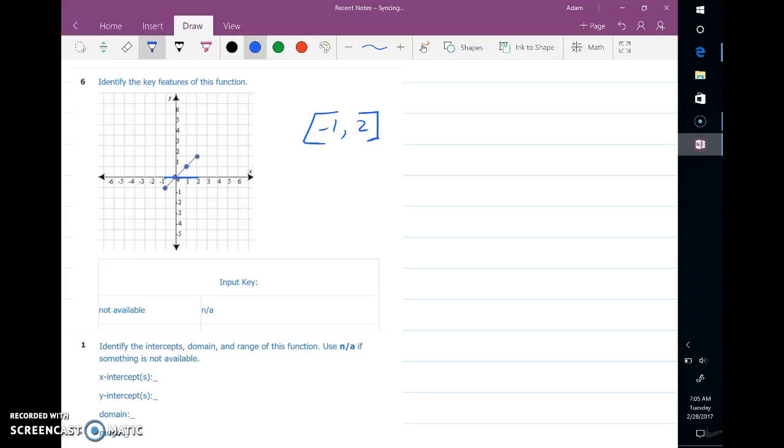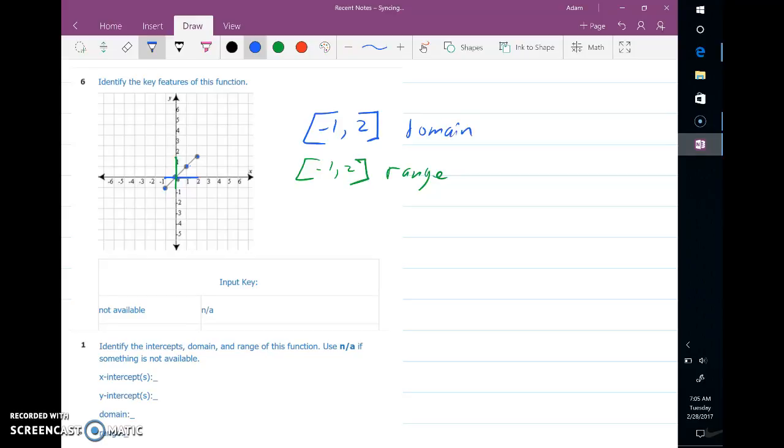Now I'm going to check my y's. So my y's go from down here, negative 1, all the way up to 2. And so I will write that the same way. My range is from negative 1 to 2. So this is my range. This is my domain.